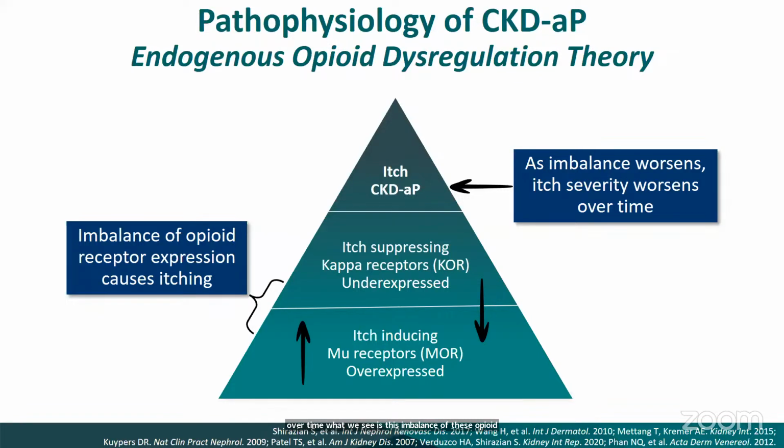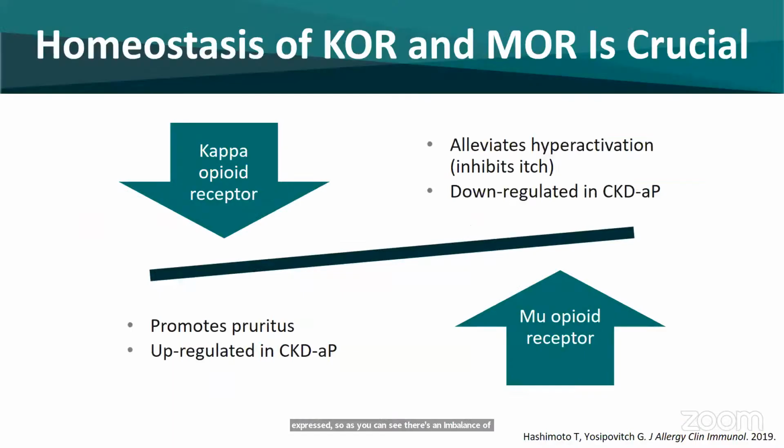So you're saying to yourself, okay, we see our patients sitting there itching in the chairs, itching in the dialysis units, and we're saying, what is actually going on? What is this dysregulation theory? So we have receptors that suppress itch. They're called kappa receptors, and when they're underexpressed, we see itching. But we also have itch-inducing receptors called MU receptors or MOR receptors, and they're overexpressed. So as you can see, there's an imbalance of these opioid receptors, and the expression is leading to pruritus in our patients.